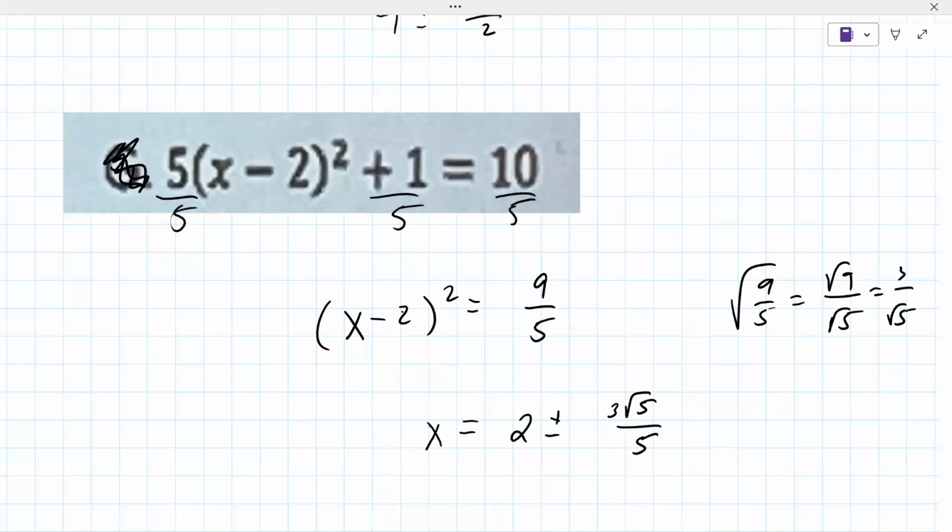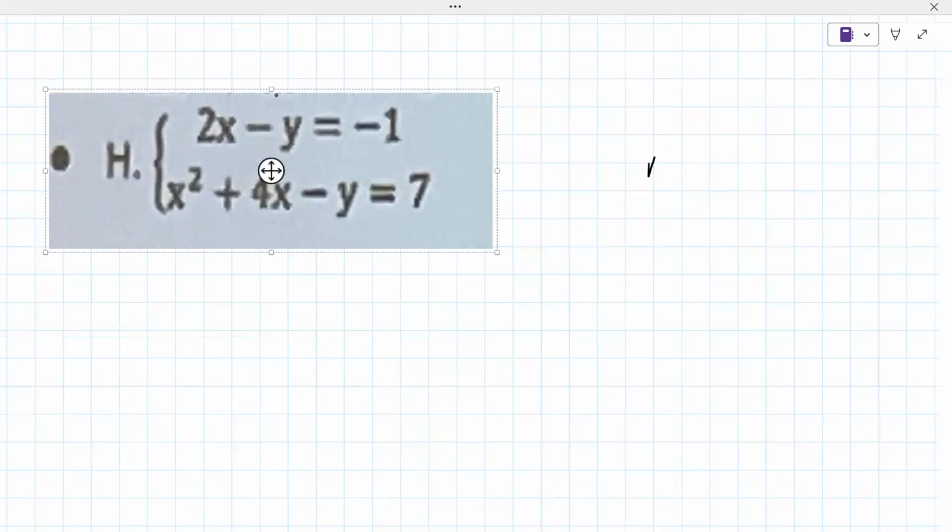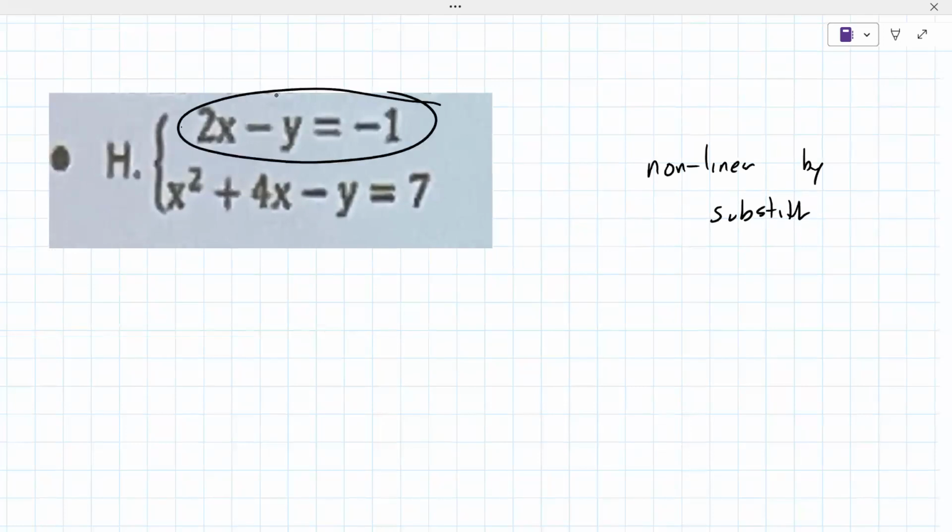Okay. Let's look at H now. So this is a nonlinear system. Most of them are solved by substitution most of the time. So we're going to solve this first equation for y. Could you solve that for y for me, please?